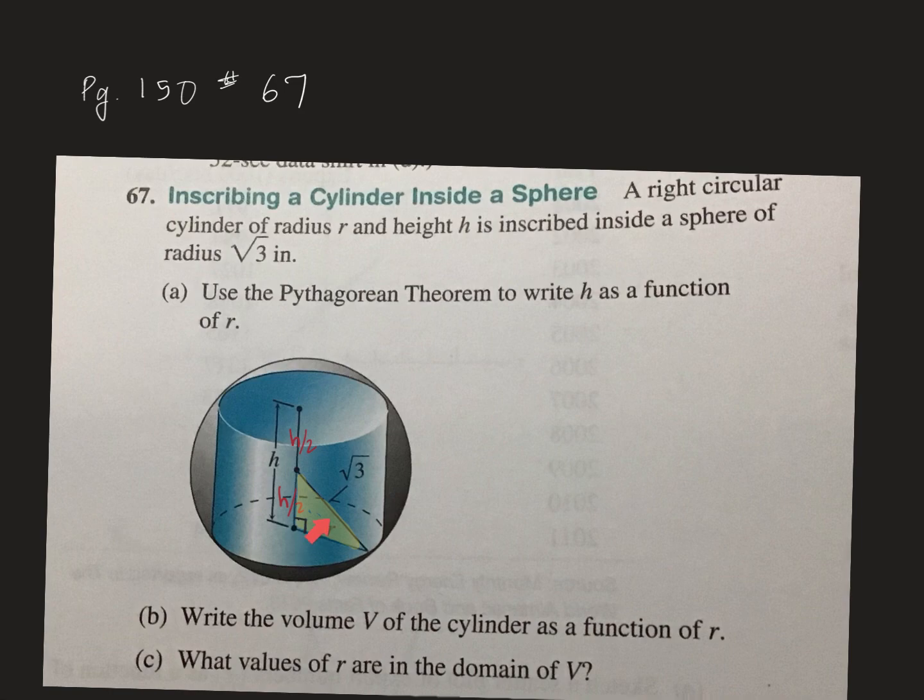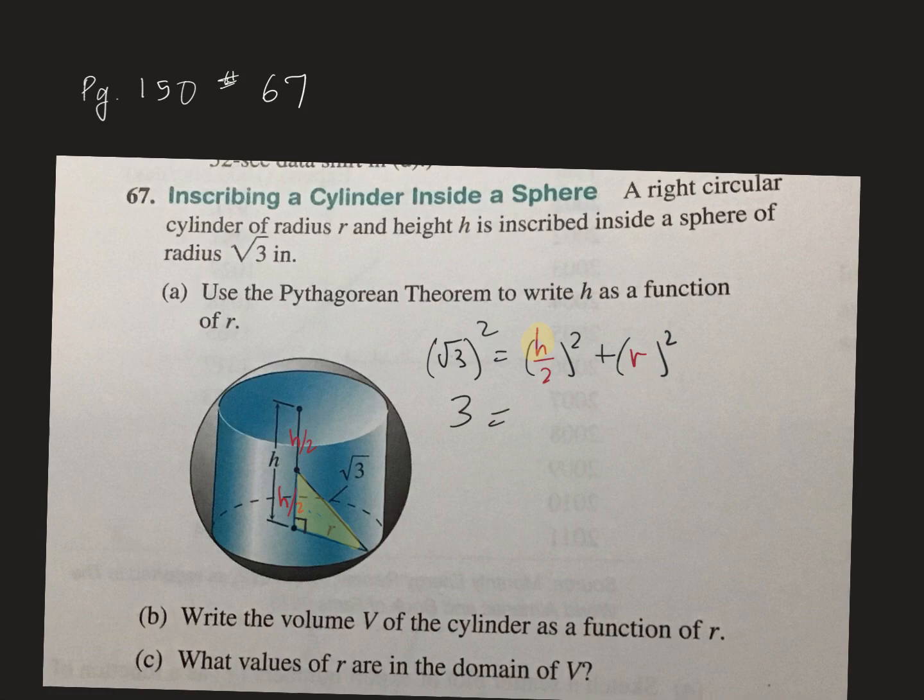Using the Pythagorean theorem, which says the square of the hypotenuse equals the sum of the squares of the two legs, we can write the square of the hypotenuse equals the sum of the squares of the two legs, which are h over 2 and r. Alright, now let's write h as a function of r. So solve for h.